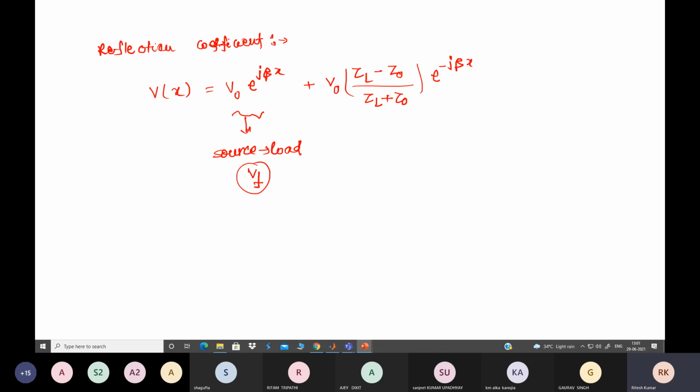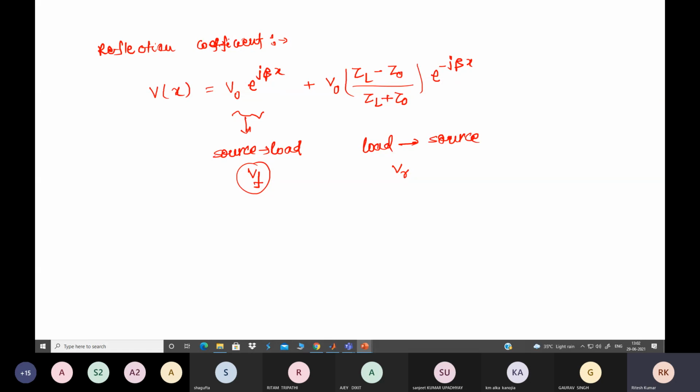This is our reflected wave, because see the sign minus j beta x. It represents that this component is in the positive x direction. And what was the positive x direction? That was from load to source. And suppose it is denoted by Vr, because load to source means it is the reflected portion of that wave.